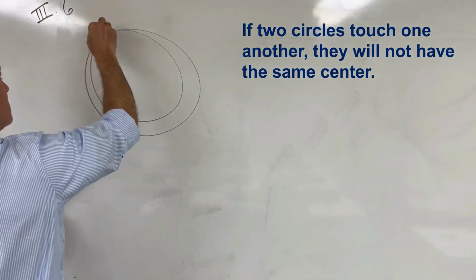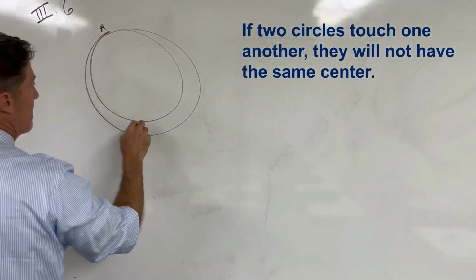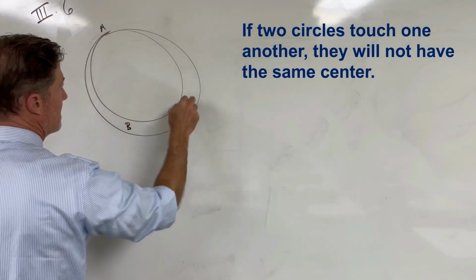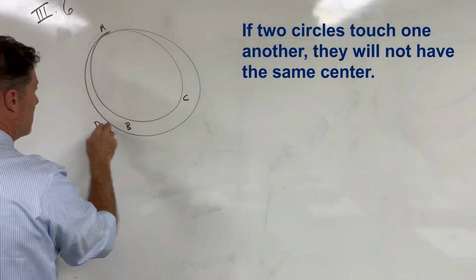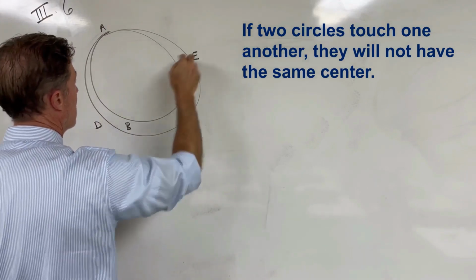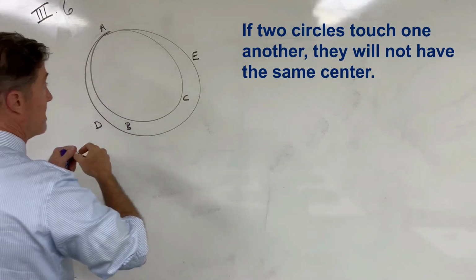so let's have circle A, B, C, and circle A, D, E. I say they will not have the same center.